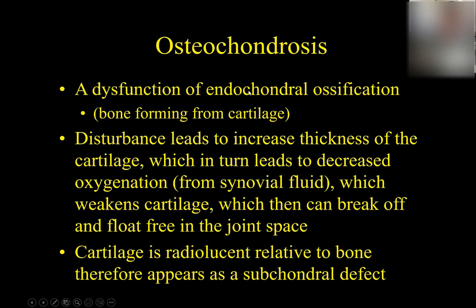Osteochondrosis is really a dysfunction of endochondral ossification. If you look at the distal end, the epiphyseal portion, the articular surface of a long bone, normally it's covered with hyaline cartilage. It's got a little glistening covering like a cap on the distal end of the bone. That's the part in the joint space that's covered with this little bit of cartilage.